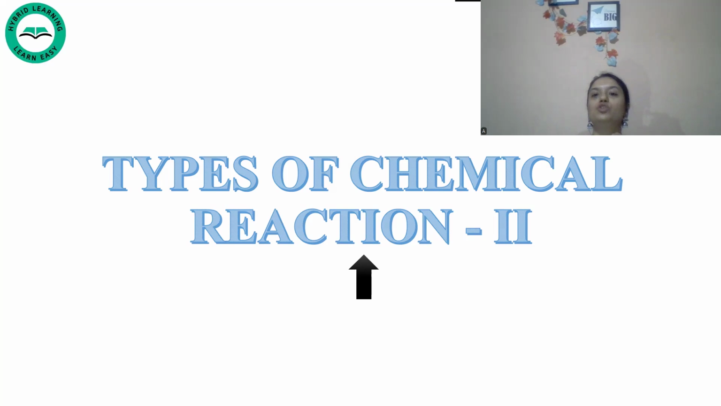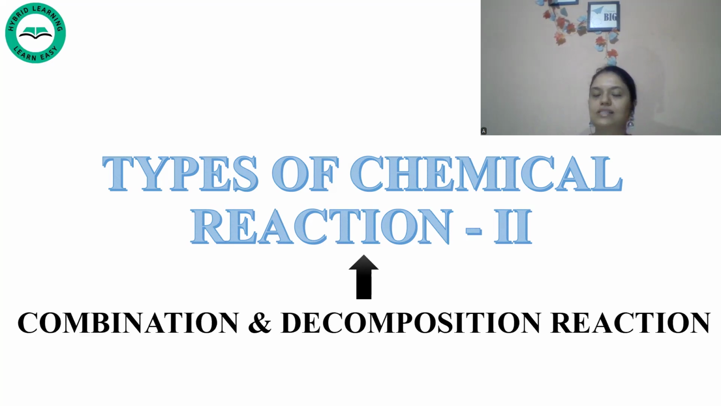Now, today we are going to continue with the types of chemical reaction series. So, this is types of chemical reaction part 2. In part 1, we discussed some typical examples of different kinds of reactions. It was oxidation reaction, neutralization reaction, thermal decomposition reaction. Now, today in this topic, we are going to restrict ourselves to combination reaction and decomposition reaction.